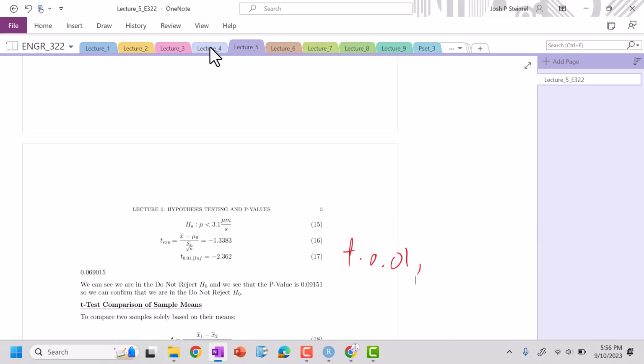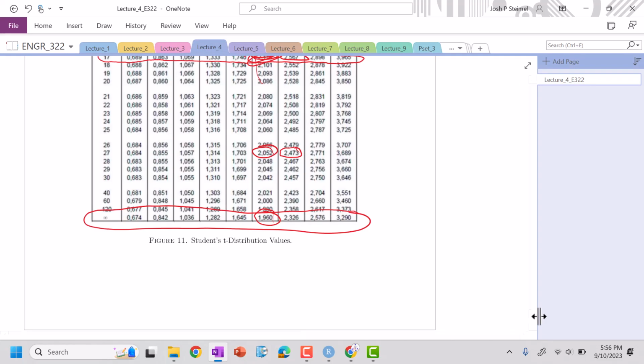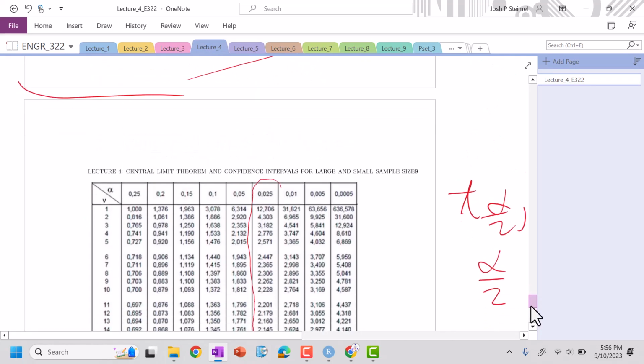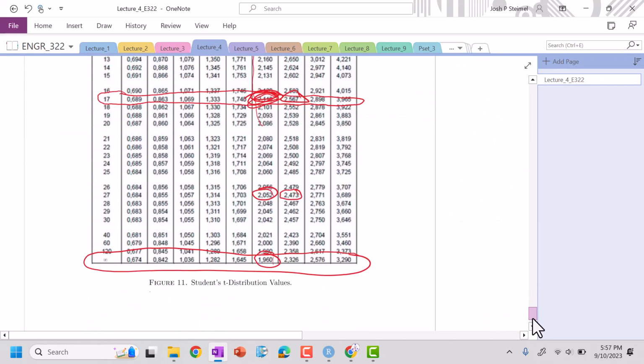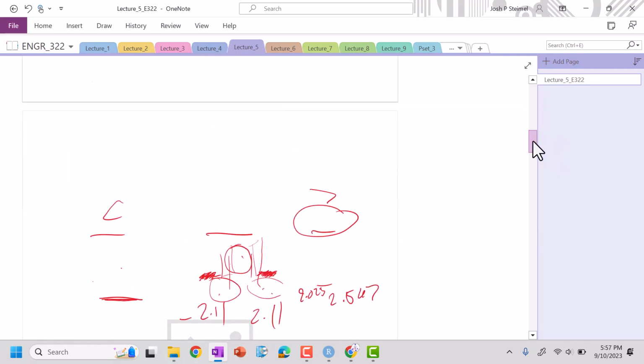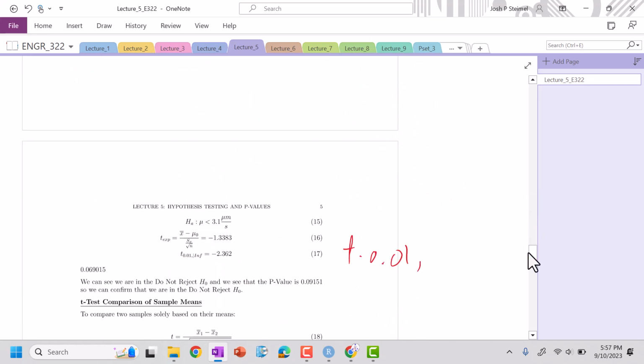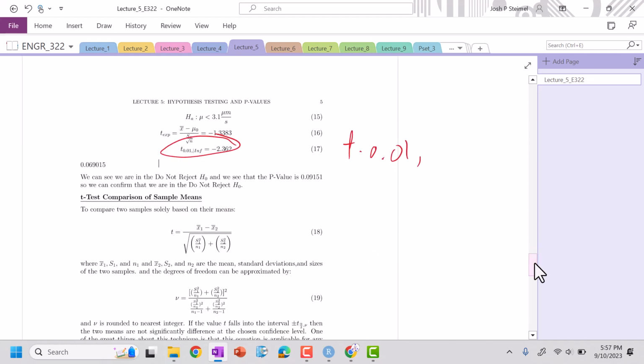So we can again look at that. Since it's left-sided, it has to be negative. So that would be negative 0.01, 2.326. Let's go back. Sorry for switching back and forth, but we need to do so. All right, and we see again, we are in the do not reject regime. Darn it, we want to reject things.